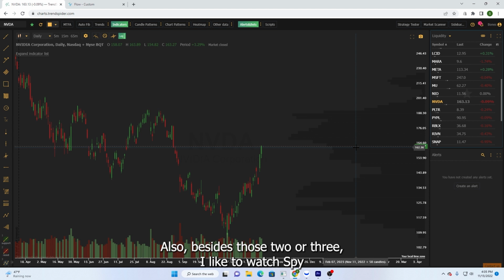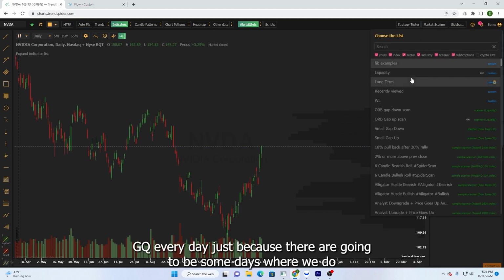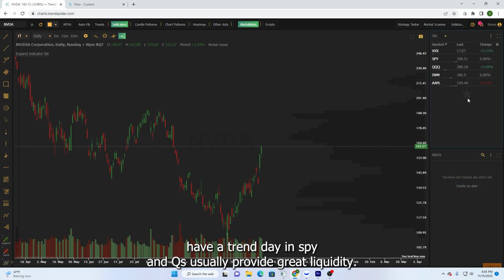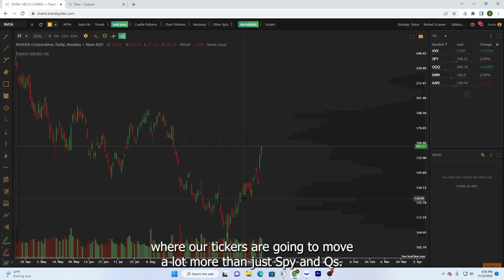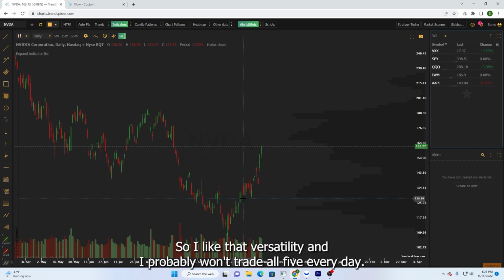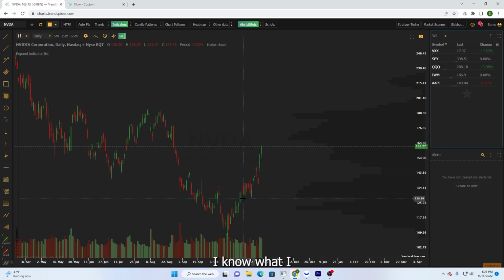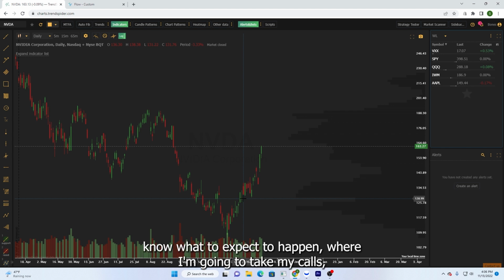Also, besides those 2 or 3, I like to watch SPY, QQQ every day, just because there are going to be some days where we do have a trend day, and SPY and QQQ usually provide great liquidity. I don't have to worry about which contracts I'm taking, and they still have those nice moves. But there are other days where our tickers are going to move a lot more than just SPY and QQQ. So I like that versatility, and I probably won't trade all 5 every day. That's guaranteed. But I have options, and I know what I'm going to trade, so I'm prepared for those trades. It really gets me in the mindset to go ahead and trade that next day. I know what to expect to happen, where I'm going to take my calls, where I'm going to take my puts.